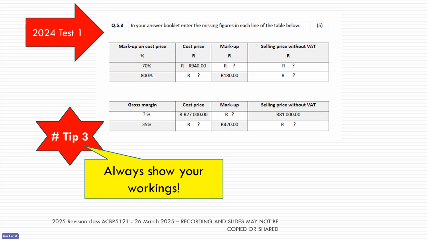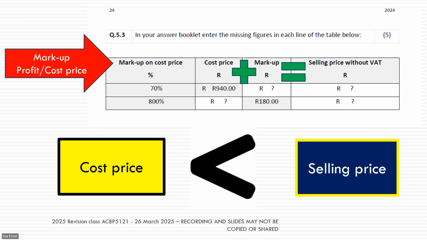Step number 2 is you're going to read your required properly. So you're going to see for the one it's markups, for the other one it's gross margins. Tip number 3, you're going to be showing us those calculations for working out your selling prices and your cost prices. So the first table here, we told the student they're working with markups. Okay, so they're working with a markup on the cost price.